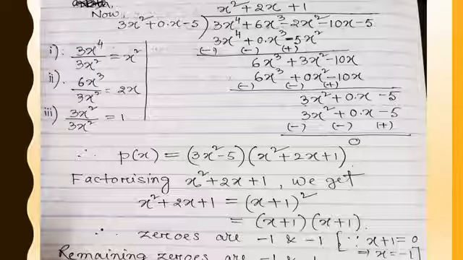Using the a plus b whole square formula, we can write this as x plus 1 whole square. It means that the factors are x plus 1 and x plus 1. So from these two factors we can get the zeros as minus 1 each. Therefore finally we can say that the remaining zeros of the given polynomial are minus 1 and minus 1.